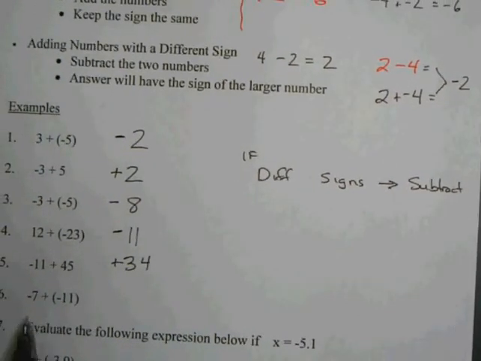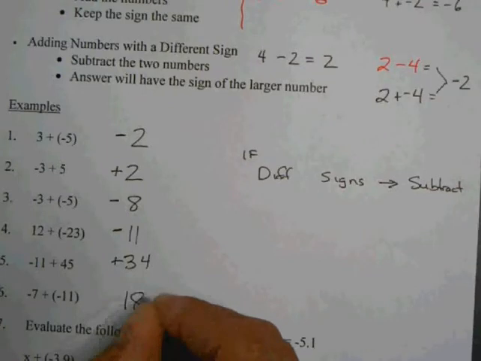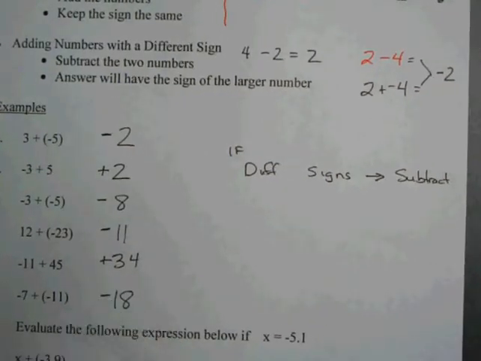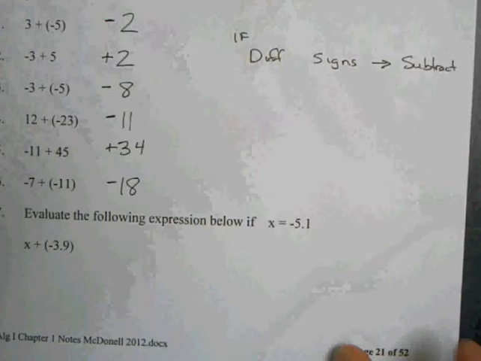All right, last, down here at number 6. Negative 7 plus negative 11, they're the same sign. So what do we do? Add or subtract? Add, okay. So add them together and you get 18. And they're both negative. So we get negative 18. All right, really straightforward, nothing fancy. Going from there.